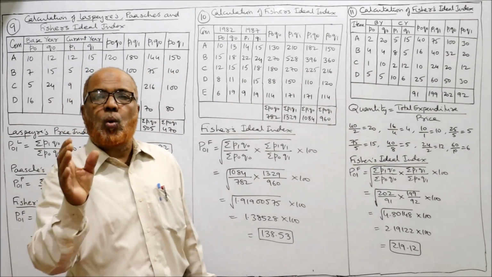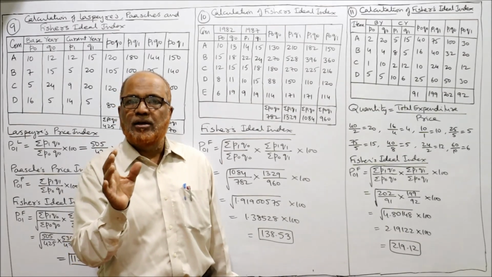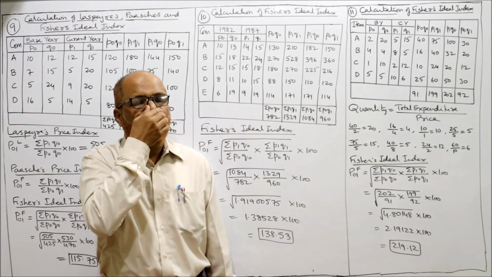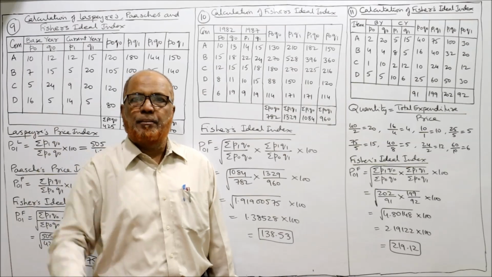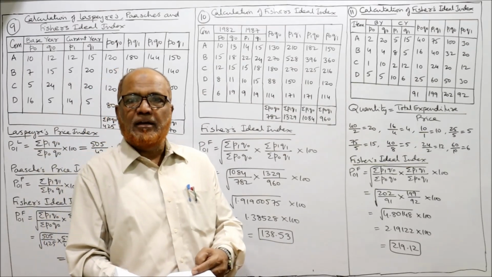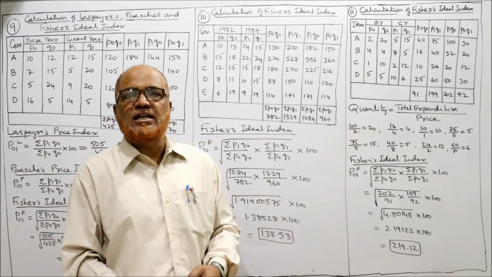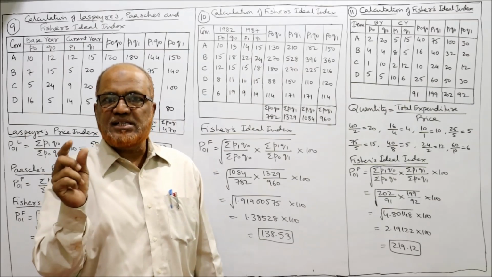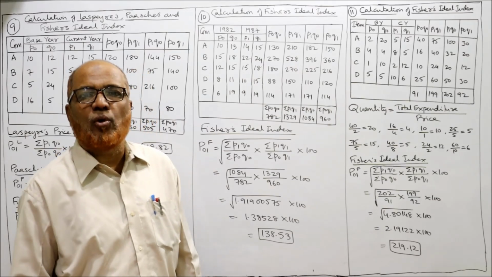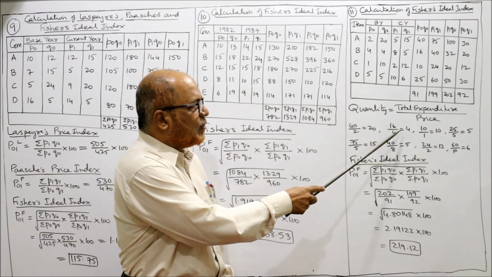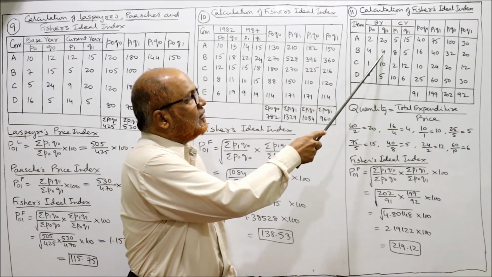Prices are given, but quantities are not given. So to find out the quantity, apply the formula total expenditure divided by price. Second, for item B, the expenditure is 16 and the price is 4. So 16 by 4 is 4. You have taken quantity 4 here.